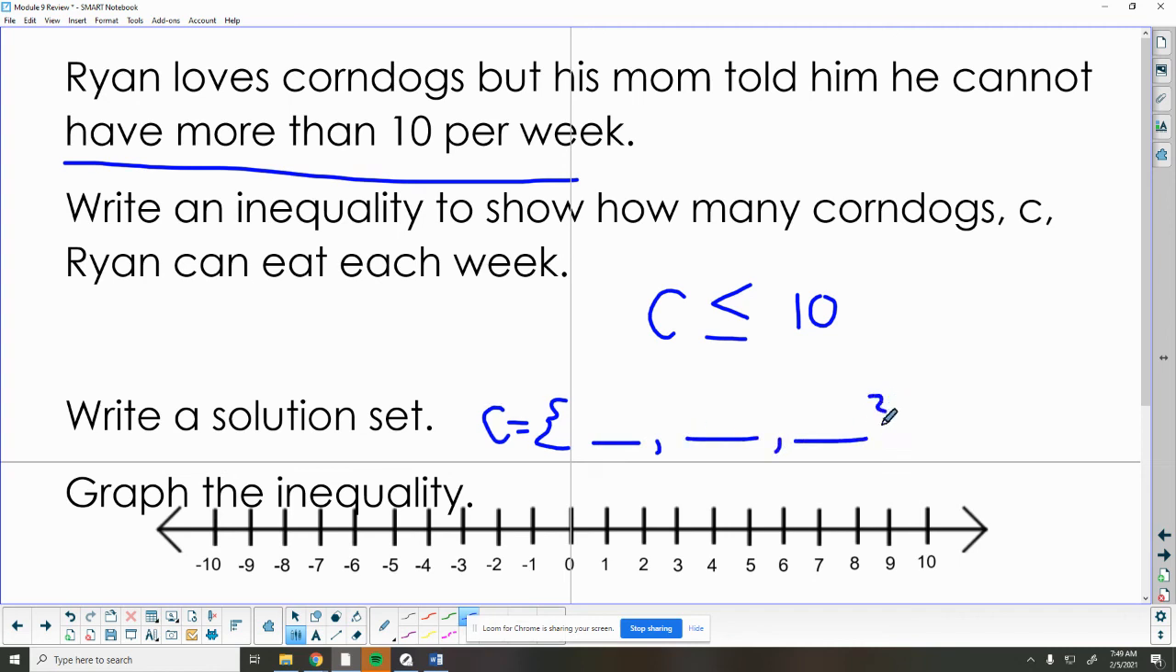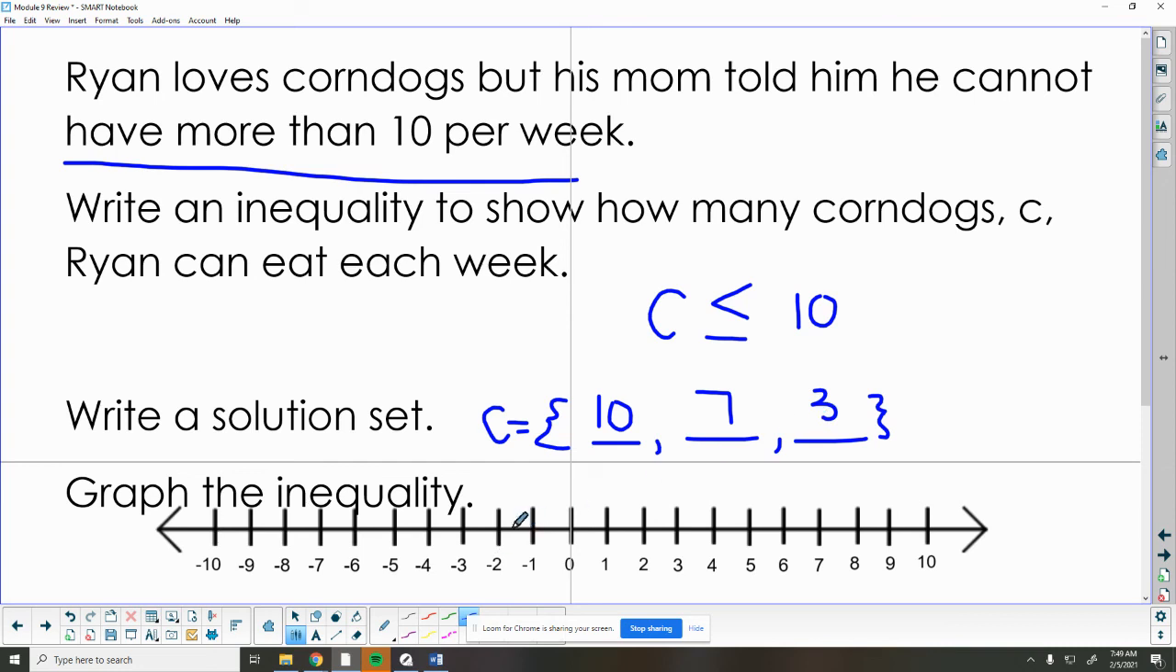And so create a solution set. So anything less than or equal to 10. So I hope the first one you thought of was 10. He can eat exactly 10 corn dogs. He could eat 7 corn dogs. He could eat 3 corn dogs.